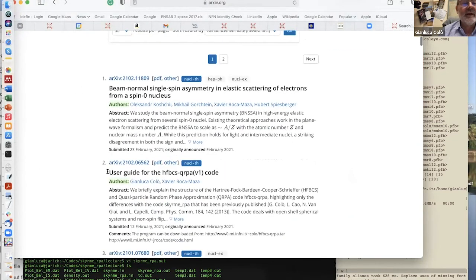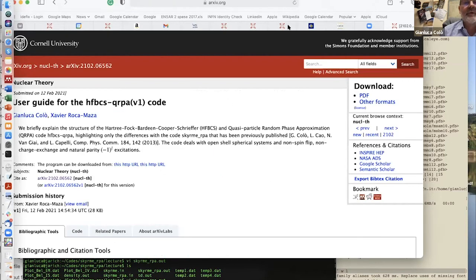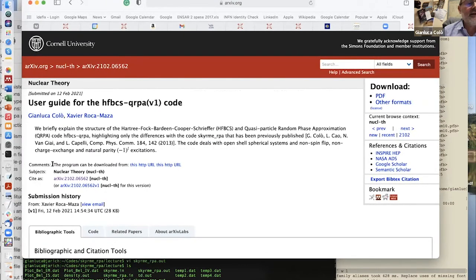Okay, you go here, you find this one, user guide for the Hartree-Fock BCS QRPA V1 code. You look at this entry, and here you see the program can be downloaded from here and here. So you download, and again you may find some problem with the backspace. You follow what we have found today, right?